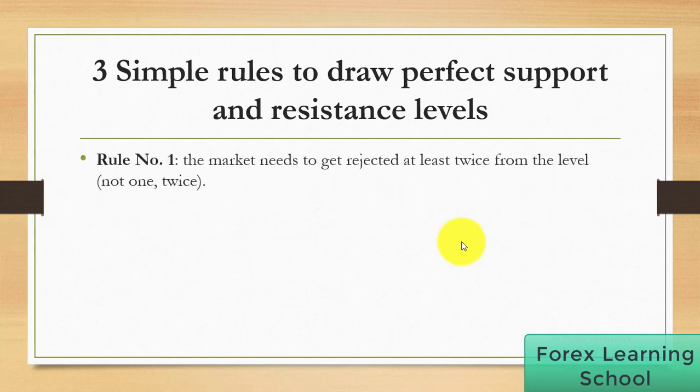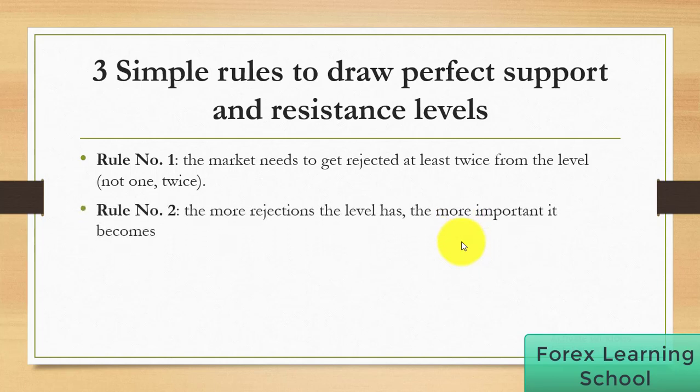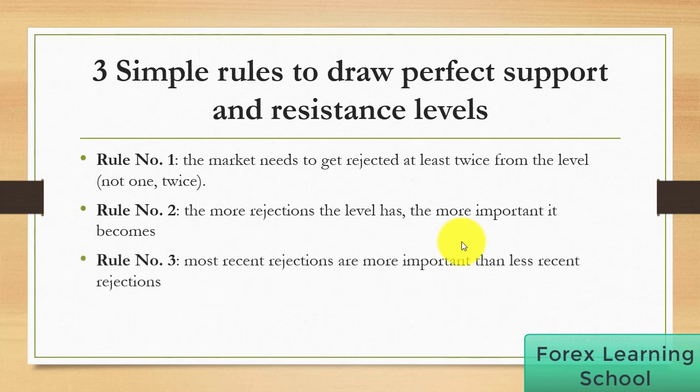3 simple rules to draw perfect support and resistance levels. Rule number 1. The market needs to get rejected at least twice from the level, not once. Rule number 2. The more rejections the level has, the more important it becomes. Rule number 3. Most recent rejections are more important than less recent rejections.